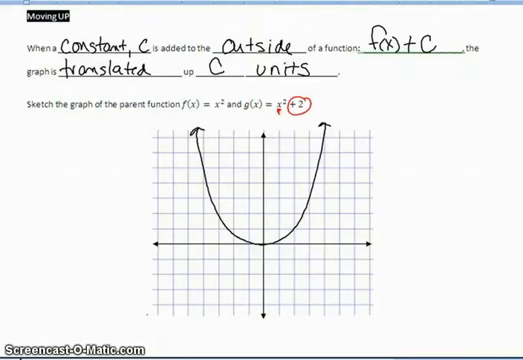That tells me I'm going to move my parent function up 2 units, and that's going to be my origin, but my general shape stays the same. So the red line is x squared plus 2, and the black line is just simply x squared. So outside added moves up.